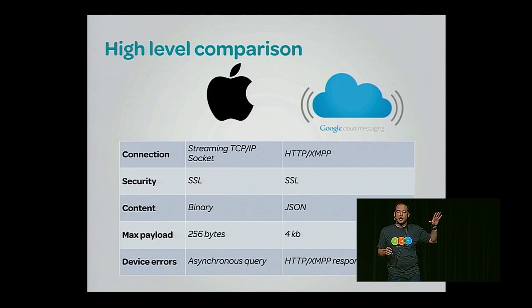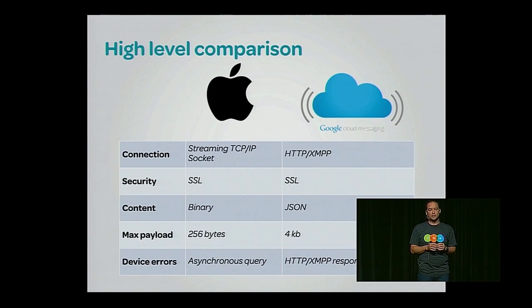So this is a high-level comparison between the two services. The main difference between the two is that on the Apple side, you have to actually open a TCP/IP socket and then send binary data to Apple for that data to be pushed into the phone. Google has a more, let's say, web-friendly protocol where they use HTTP, and they have recently implemented a new version of their service that uses XMPP, which is what a lot of us know as Jabber, which is just a chat protocol that uses sockets as well.